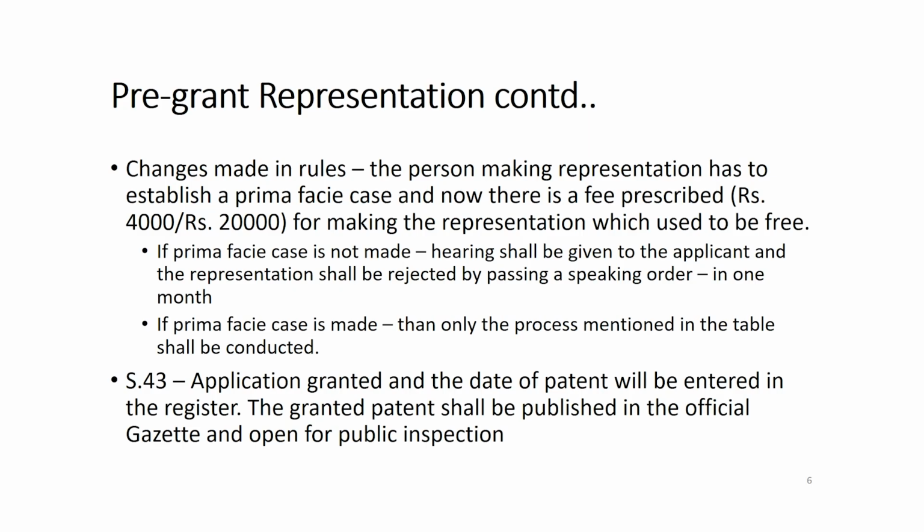I have listed some of the grounds of opposition. There are more. Kindly refer to section 25 to look into more grounds. I have identified only the important ones, and you have the same set of grounds for pre-grant opposition as well as post-grant opposition. I said there are changes made. Now there is a fees prescribed, rupees 4,000, rupees 20,000 for making pre-grant representation. I said now you have to make a prima facie case.